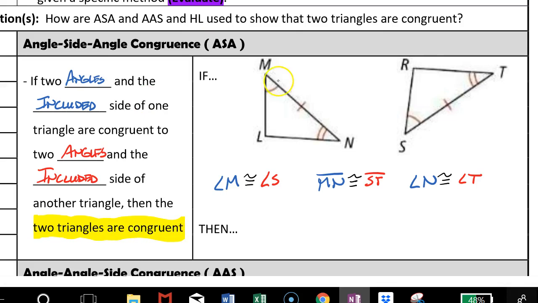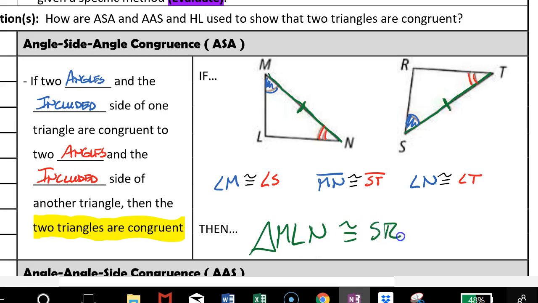What that looks like is if I have one angle in a triangle, and another set of angles in another triangle, and specifically we have the side that's between them, the side that links those 2 angles together. If those are congruent, then we can say that the full triangles are congruent. So triangle MLN is congruent to triangle SRT. This is very similar to side, angle, side. We just kind of flipped it. Angle, side, angle. Notice again that the side is between the 2 given angles.